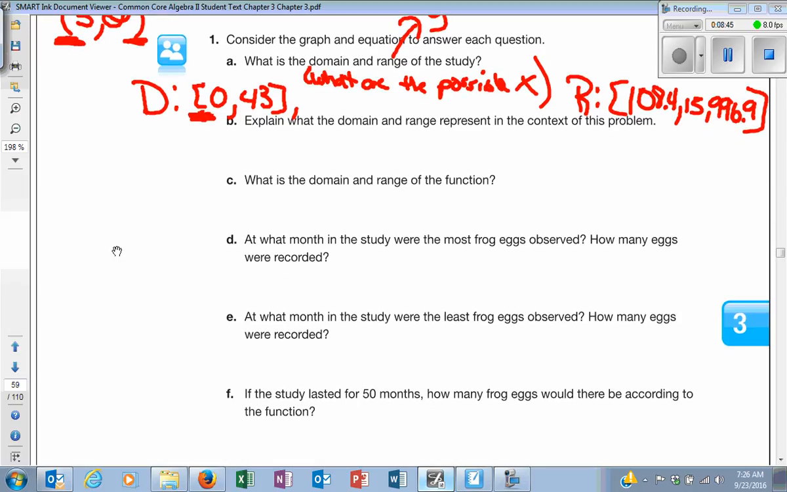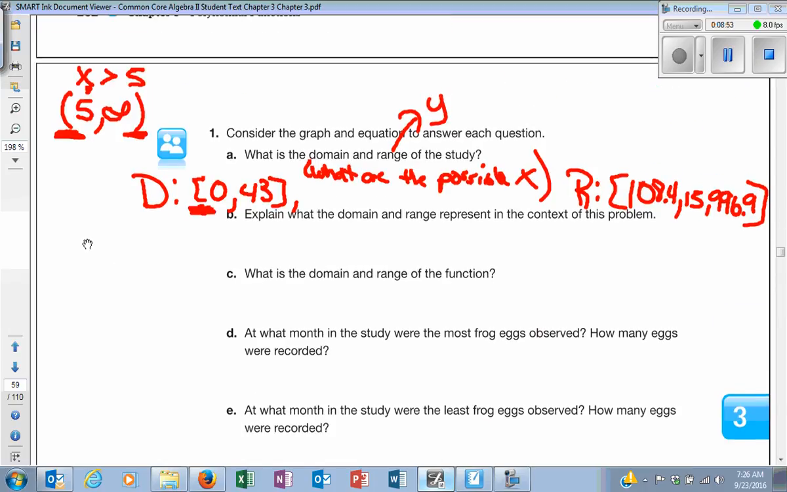Explain what the domain and range represent in context of this problem. That means, what was the x talking about? The months. So what does this tell you? They started at 0, yes? Yeah. And then they went all the way to 43 months. That's how many months are represented in this data.